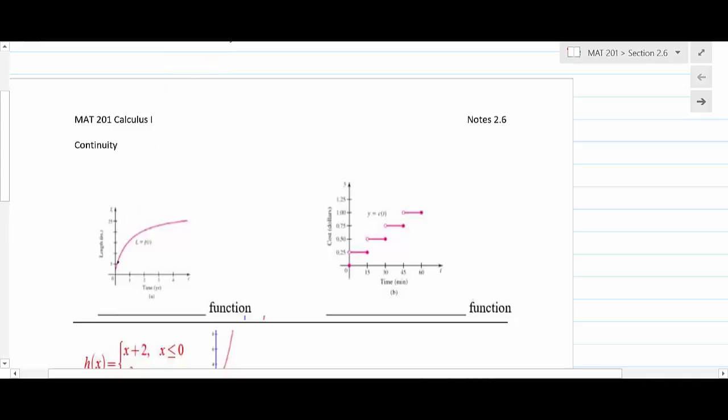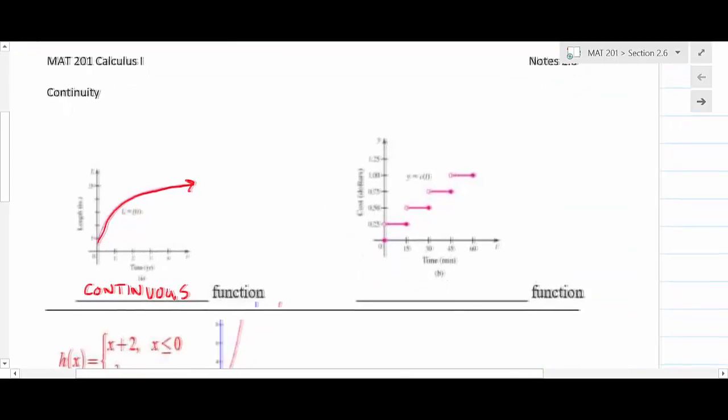If you started here, I'm sort of drawing this without lifting my pencil. I don't ever have to lift my pencil. So we would say this is a continuous function. There's no breaks in it anywhere to be found. Whereas the next graph, which we usually call a piecewise function, goes like this. If I was to draw this graph, I'm lifting my pencil as I'm drawing this. So this has lots of breaks in it. So we would say that this one is discontinuous.